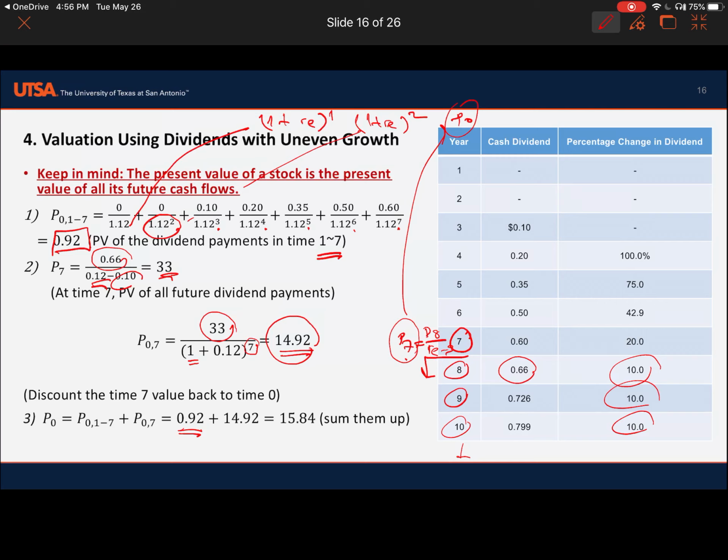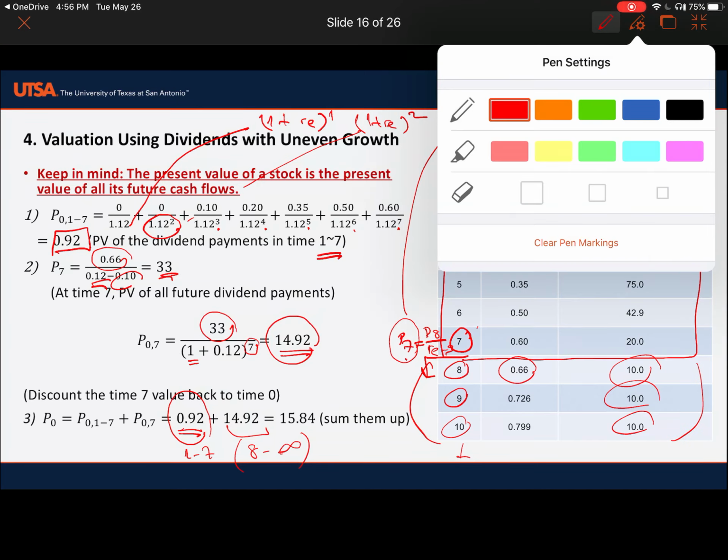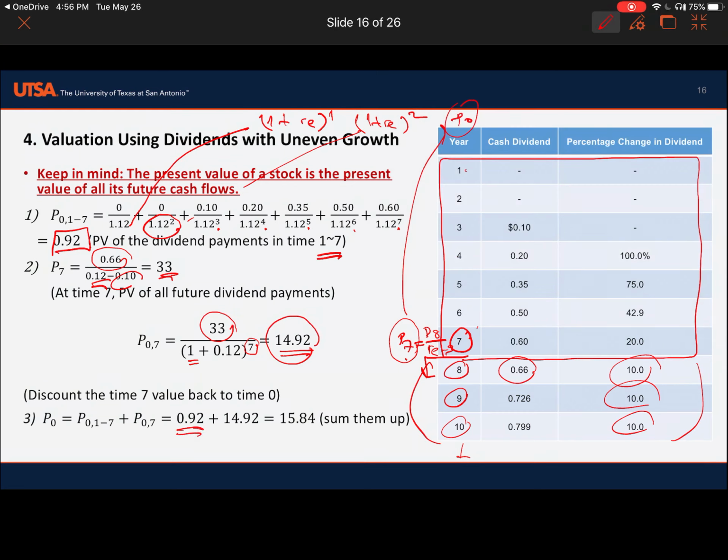Okay, now we are summing up two components. The first component is 92 cents, which is the discounted cash flows for 1 to 7 years. This is 1 to 7 years. This is for 8 to infinity, right? I mean, this is the discounted value for the second part. And when you sum up the two values, you will find 15.84 for the value of P0.